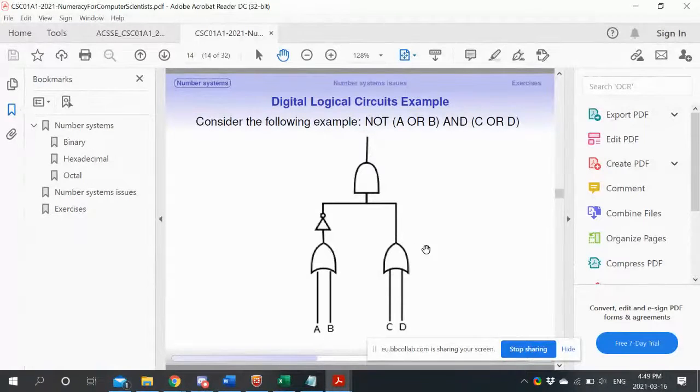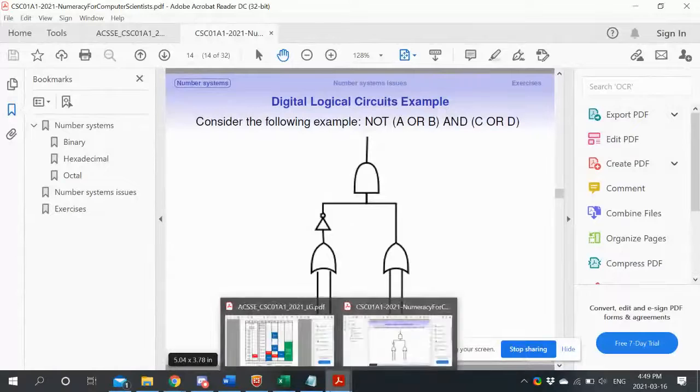We won't ever give you something like a short circuit where there's a cycle or something like that, because that wouldn't work electrically, at least not for the purpose of creating logical circuits.